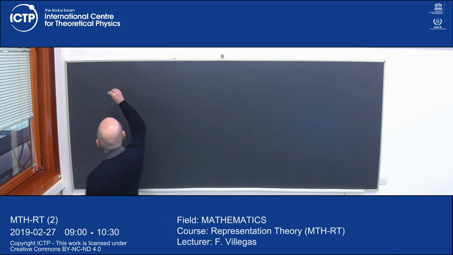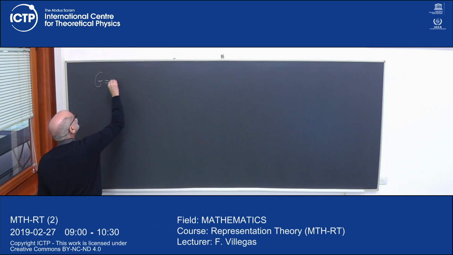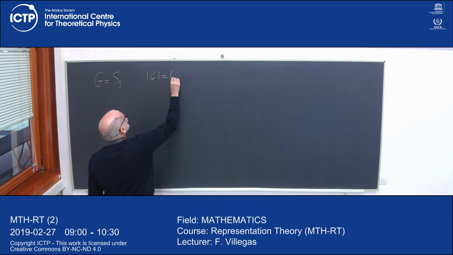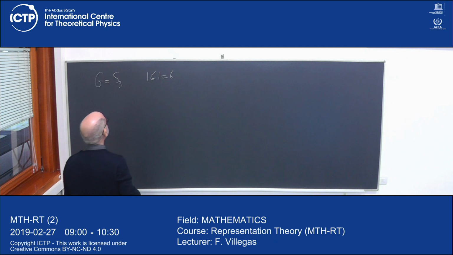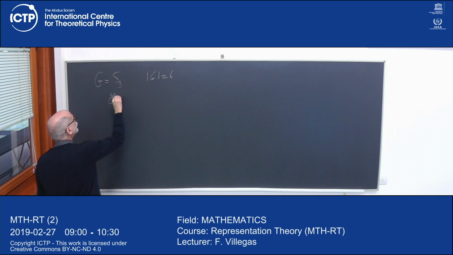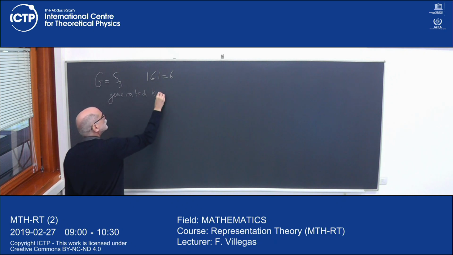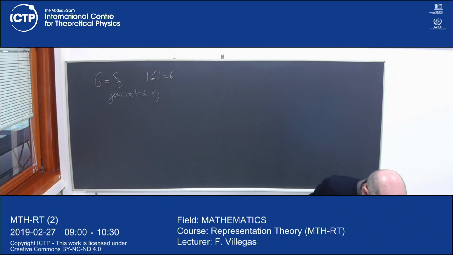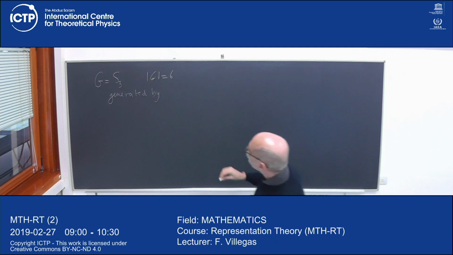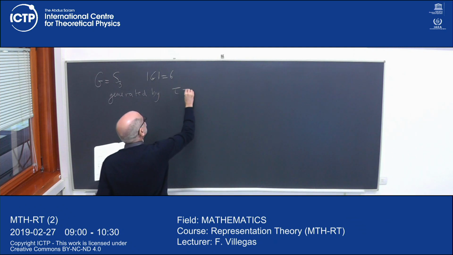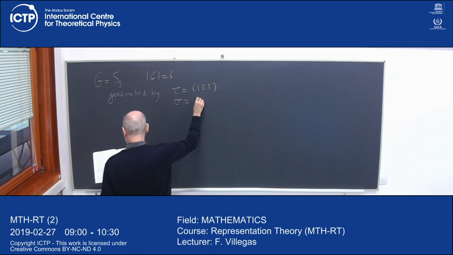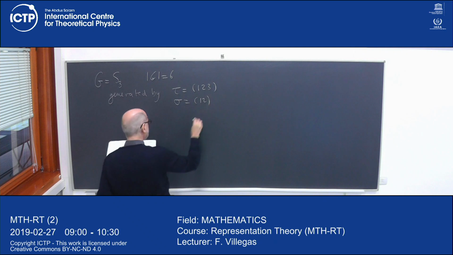So our group is S3, and it's generated by two cycles that are called sigma and tau. So tau is the three-cycle (1, 2, 3), and sigma the cycle (1, 2).